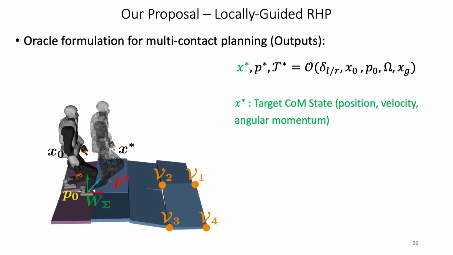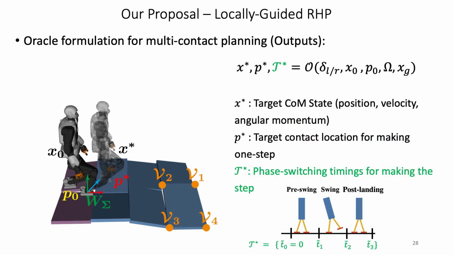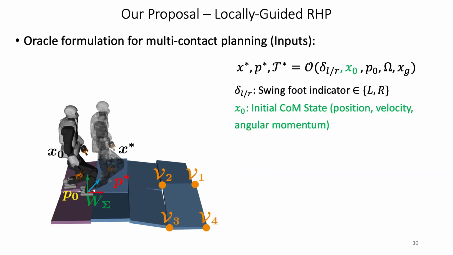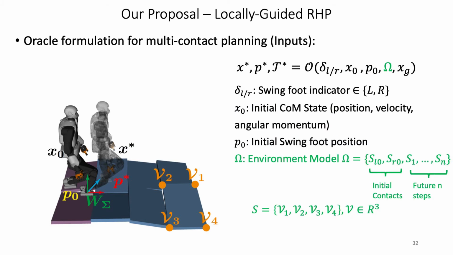The output includes the target center of mass state, the target contact location for making a step, and phase switching timings for making that step. The input includes the swing foot indicator, the initial center of mass state, and the initial swing foot position. A preview of the environment consists of the surfaces where the 2 feet initially stand, and the surfaces that future end steps will land on. We parameterize each surface by its 4 vertices. Lastly, the input requires a final goal.